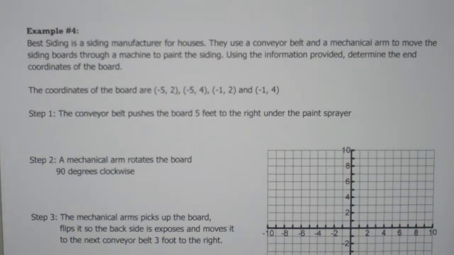In example 4, we have a siding manufacturer using a conveyor belt and a mechanical arm to move siding boards for a machine to paint the siding. So we're going to use the information provided and determine the end coordinates of the board.